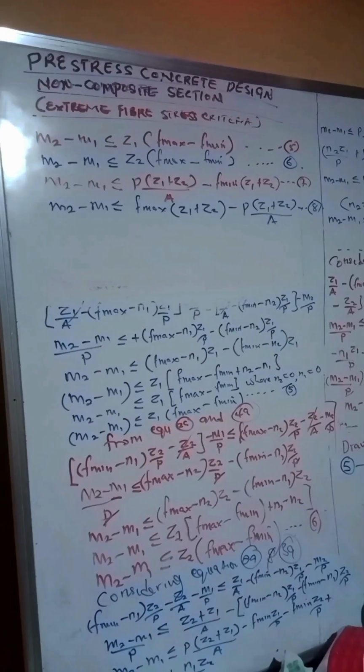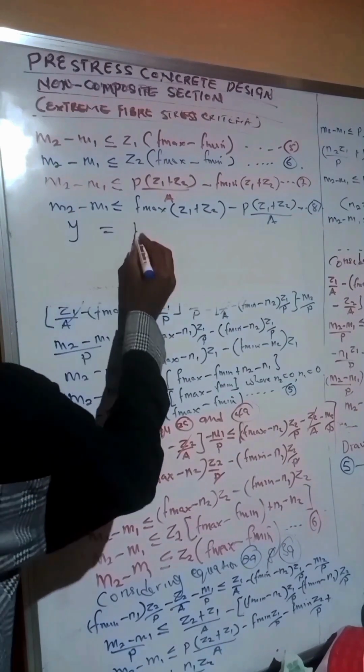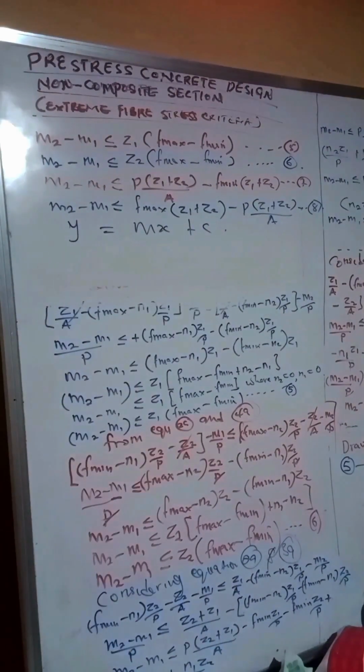If we compare it with the equation of a straight line, remember that the equation of a straight line is y equals mx plus c, where x and y are the variables, m represents the gradient of the slope, and c represents the intercept on the x-axis. Okay, now comparing it, we have m2 minus m1, which is a moment variation, becomes y.